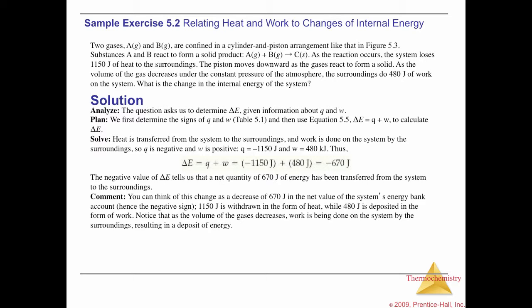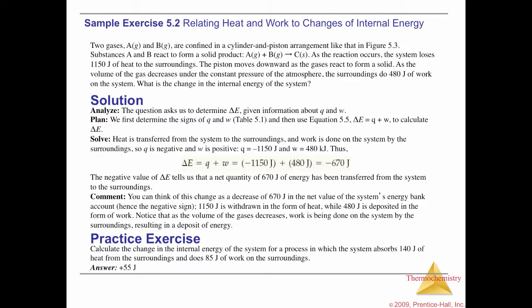The negative value tells us that a net quantity of 670 joules of energy has been transferred from the system to the surroundings. You can think of this change as a decrease of 670 joules in the net value of the system's energy bank account, hence the negative sign. 1,150 joules is withdrawn in the form of heat, while 480 joules is deposited in the form of work. Notice that as the volume of the gases decreases, work is being done on the system by the surroundings, resulting in a deposit of energy.